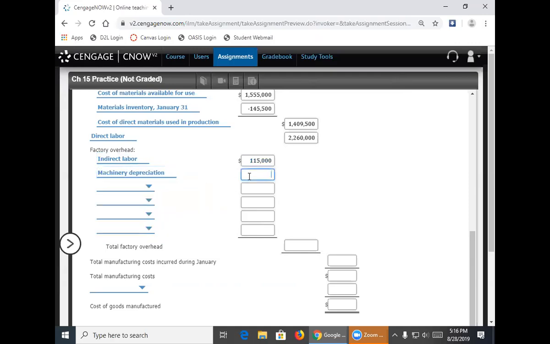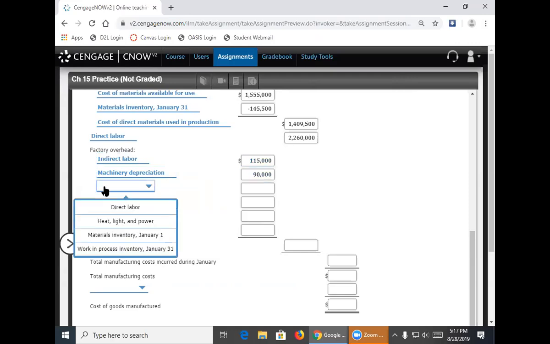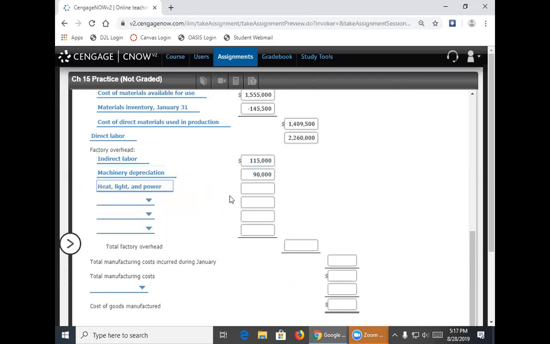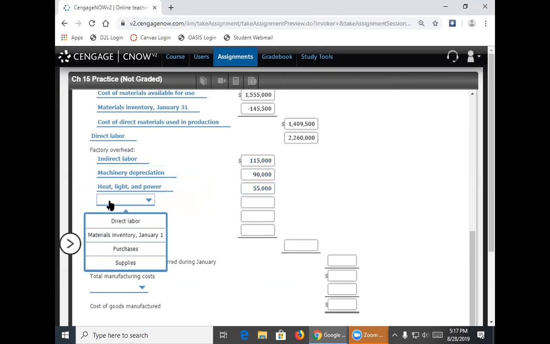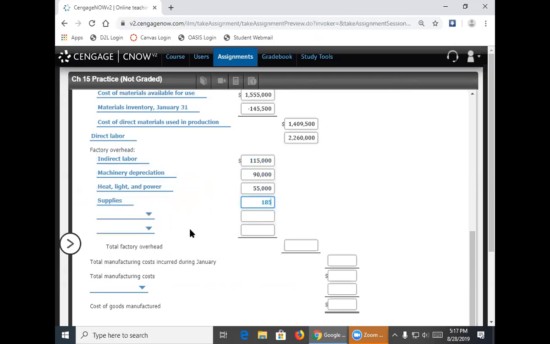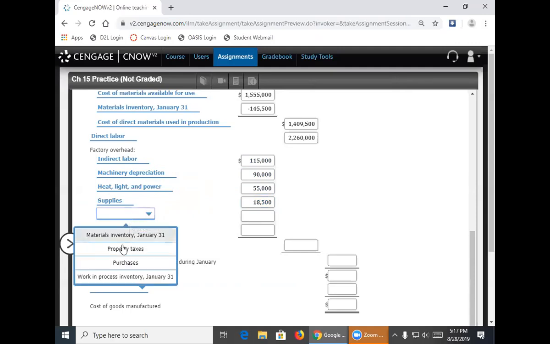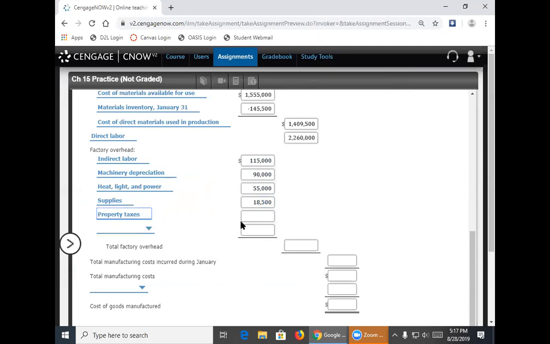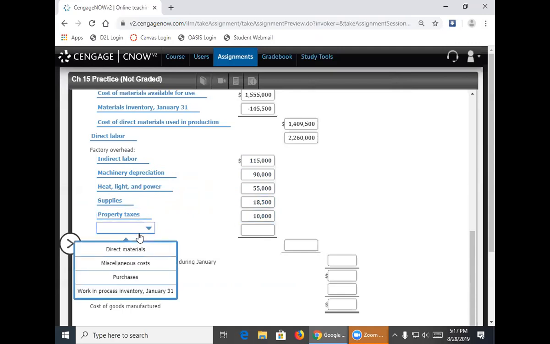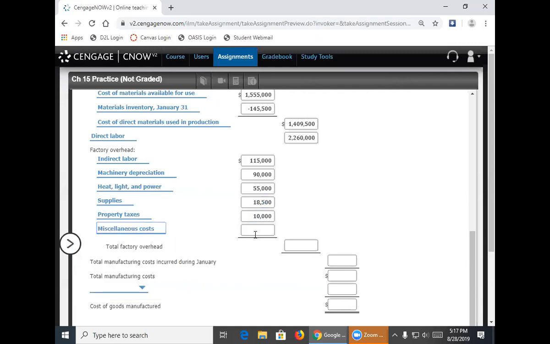Machinery depreciation is 90,000. Heat, light, and power is 55,000. Supplies are 18,500. Property taxes are 10,000. And miscellaneous costs are 33,100.